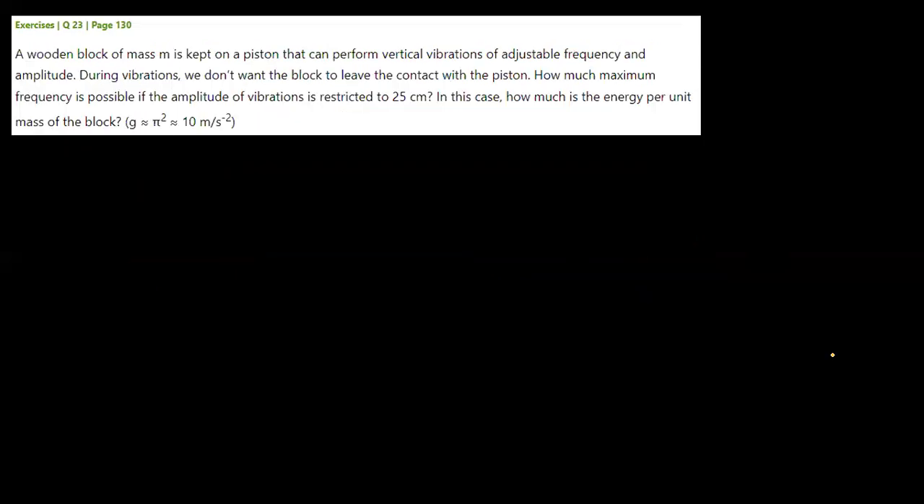A wooden block of mass m is kept on a piston that can perform vertical vibrations of adjustable frequency and amplitude. During the vibrations, we don't want the block to leave contact with the piston. How much maximum frequency is possible if the amplitude of the vibrations is restricted to 25 centimeters? So the first data we have is amplitude is 25 centimeter, that is 25 into 10 raised to minus 2 meter. This is given to us. And in this case, how much is the energy per unit mass of the block?